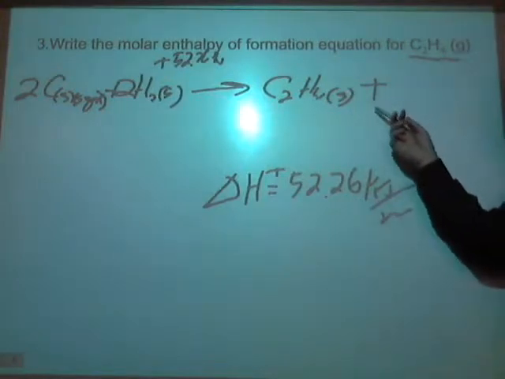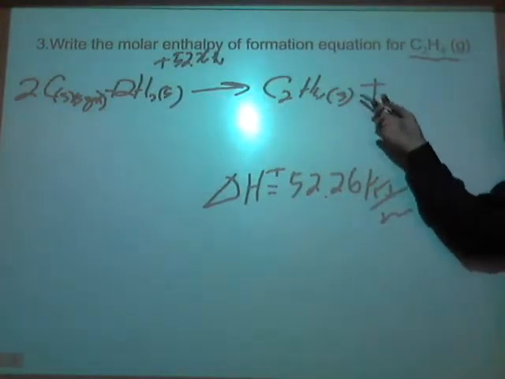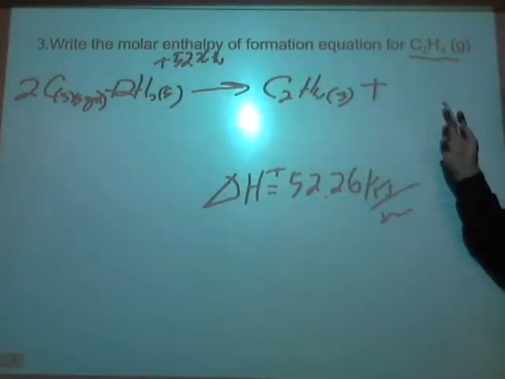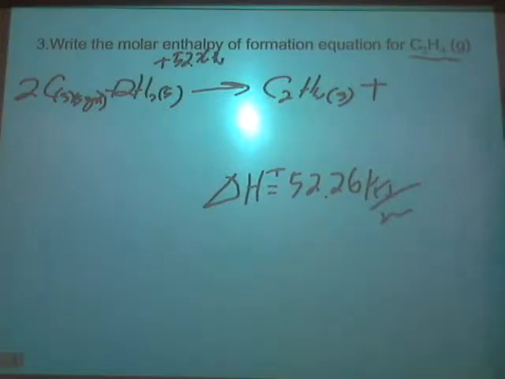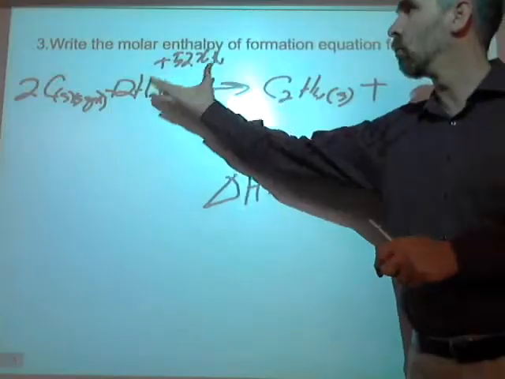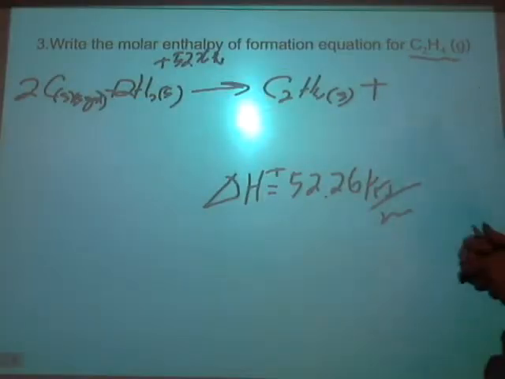Fact is, you could put it as a negative 52.26 on this side, and it's still correct. That's silly to me to do that. I think I like to keep the energy positive and put it where it belongs. Is it being absorbed or is it being released? It makes more sense to me.